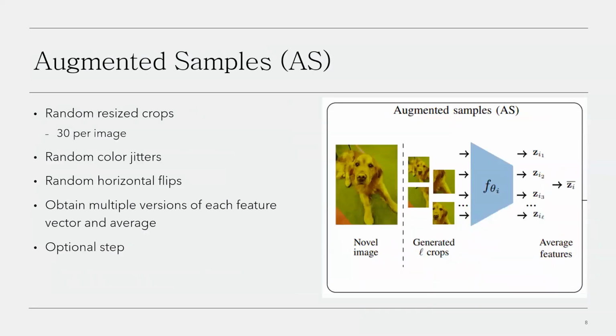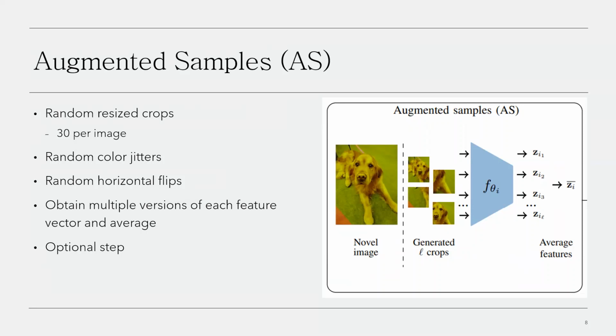The next is the augmented samples, so the AS. So here we have an image of a dog, and what happens is crops are generated, and then they go through multiple versions of each feature vector, and they end up averaging after they go through that function. So Z is representative of a feature vector, and you can see there we take the average at the end.